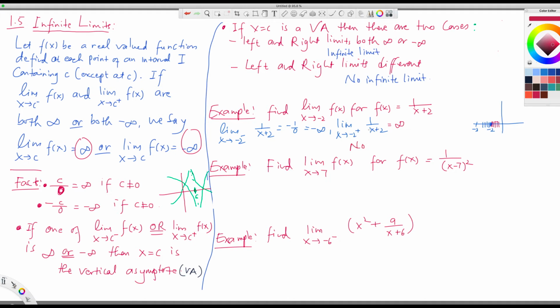Let me use a different color there. So no infinite limit. No infinite limit.